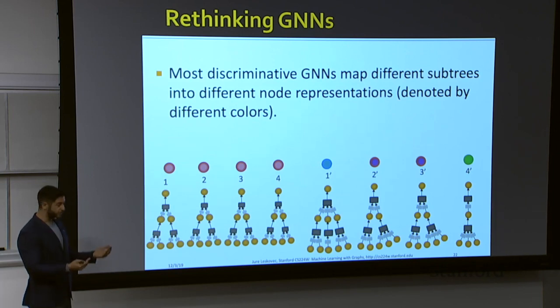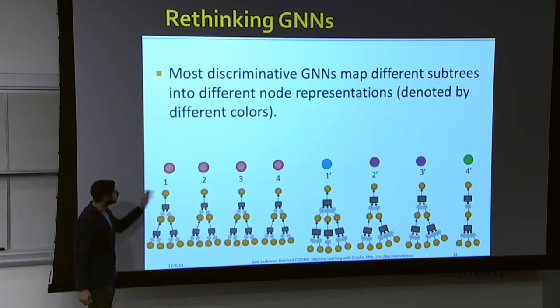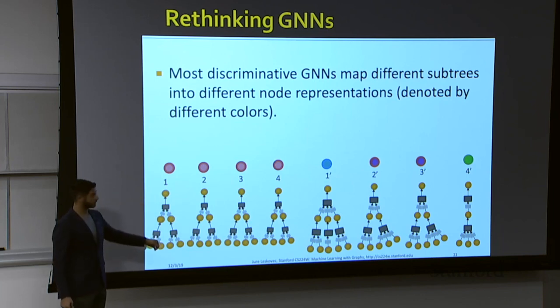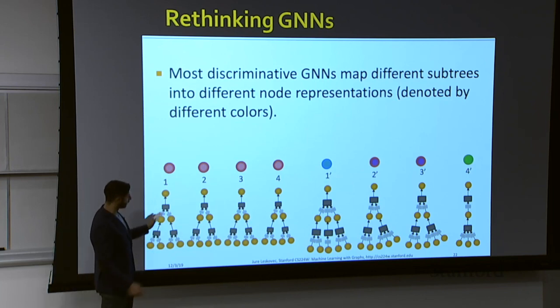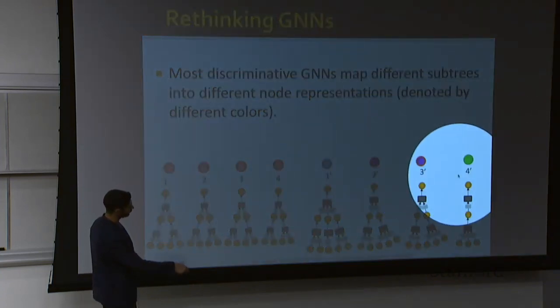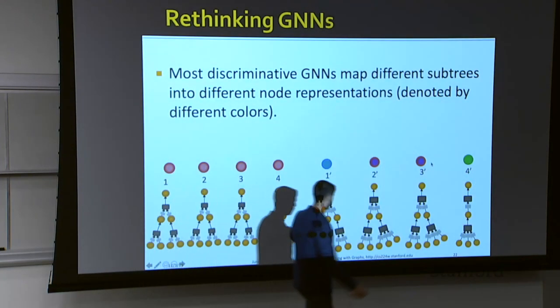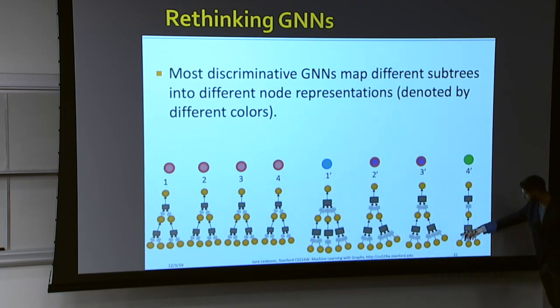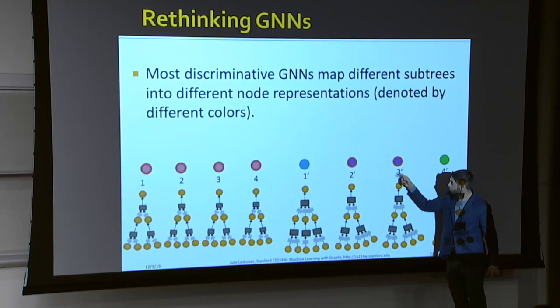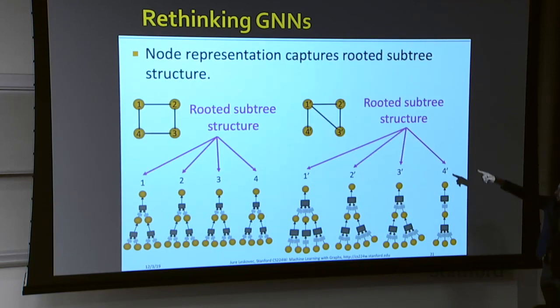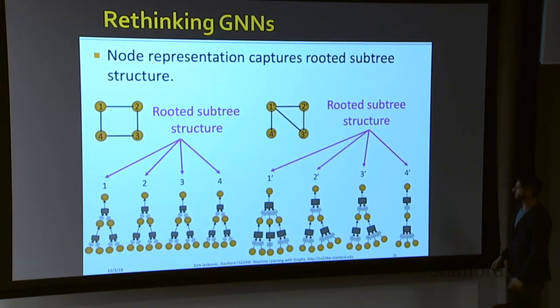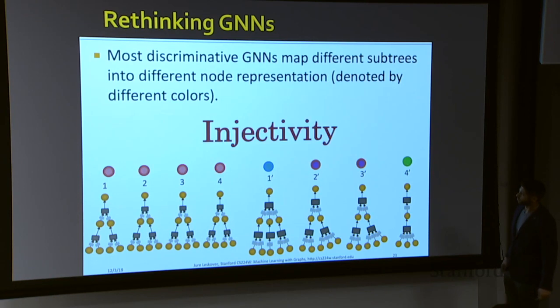Now, our expectation is that if we have the most discriminative GNN possible, then our GNN will map different subtrees into different node representations, all right? So this is our ideal scenario. For 1, 2, 3, and 4, the representation will be the same, so our coloring will be the same, while for 1 prime, 2 prime, 3 prime, and 4 prime, the representations will be different, so 1 prime and 4 prime are different. You can see it very clearly at the bottom, while 2 prime and 3 prime are the same as expected, because of course there are two nodes in that graph that are absolutely symmetric in terms of topology.